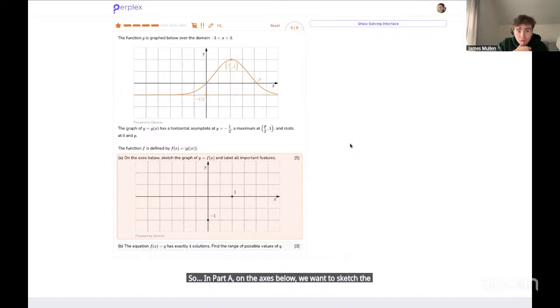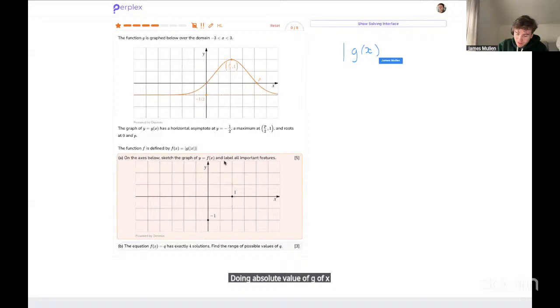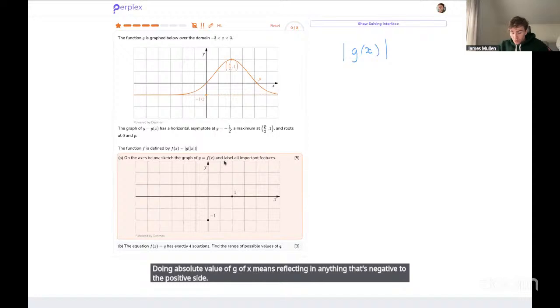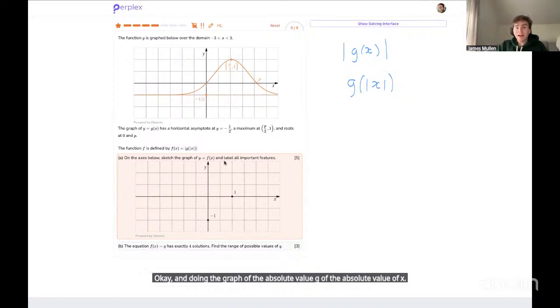we want to sketch the graph of the absolute value of g of the absolute value of x. Okay, so what is going to happen when I do this? Remember that sketching the absolute value of a function, doing absolute value of g of x, means reflecting anything that's negative to the positive side. And doing the graph of g of the absolute value of x is the same as taking the entire side of the function where x is positive and reflecting it to the negative side.